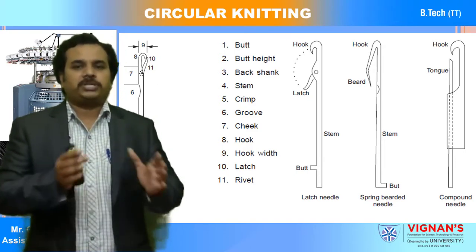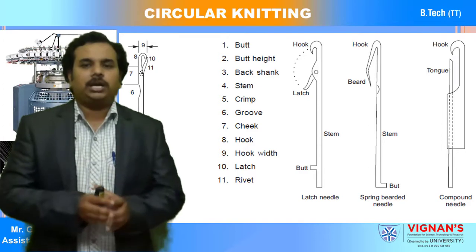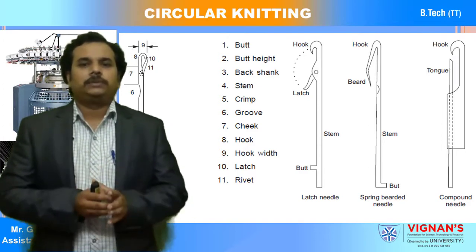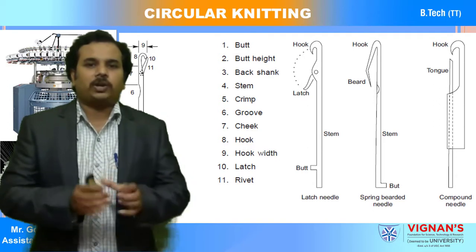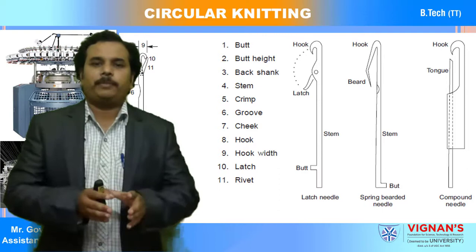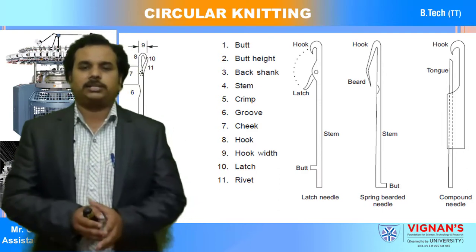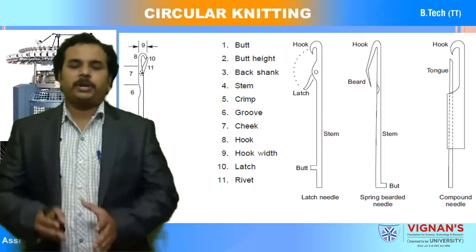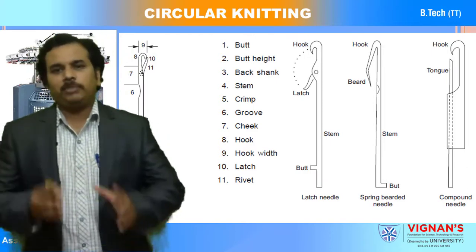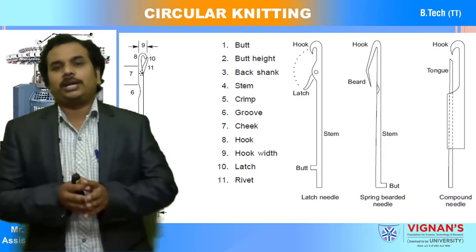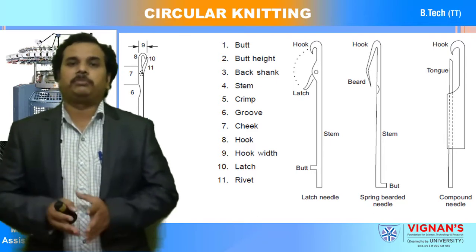So specifically, the latch is riveted on the cheek part of the needle stem. These are the different parts in the latch needle. If you come to the spring-bearded needle, it's similar to the latch needle, but without the latch. So there is no latch in the spring-bearded needle.